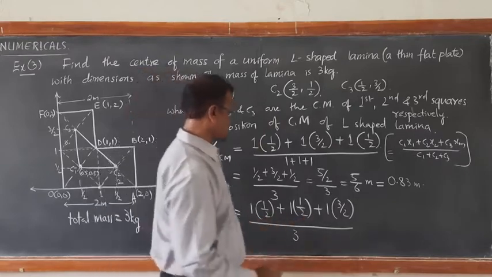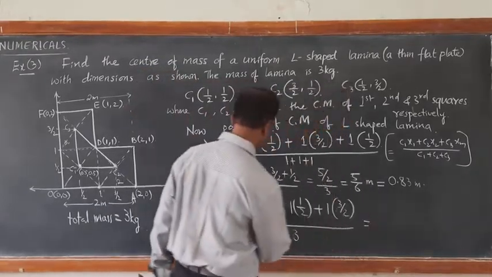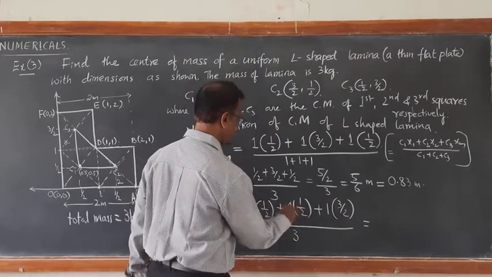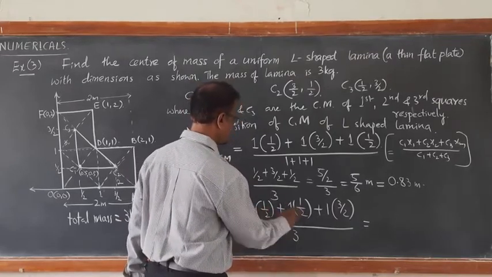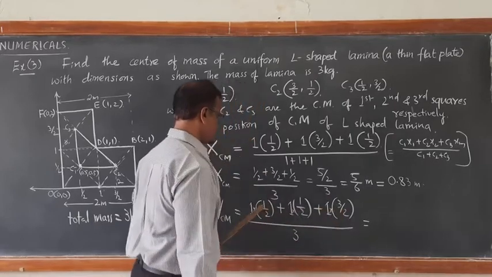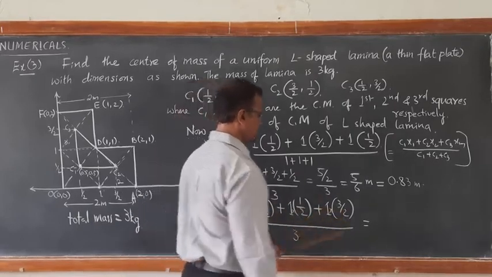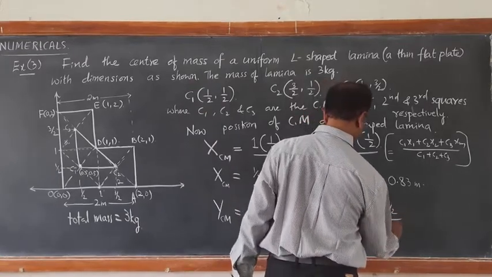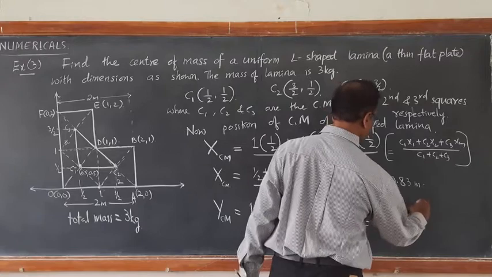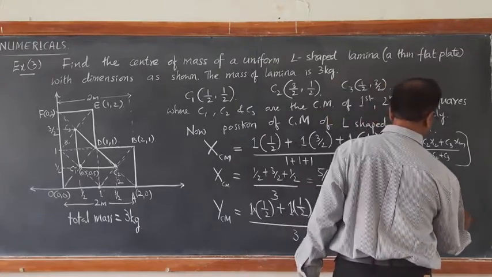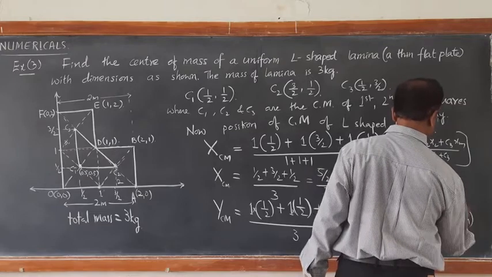So if you add this, again you will get 1 into 1 by 2, 1 into 1 by 2, so this is multiplication, right? So 1 into 3 by 2. If you add this, 1 by 2 plus 1 by 2 is 1, 1 plus 3 by 2, again same answer, divided by 3. So 5 by 2, that is you are going to get 5 by 6 meter, that is 0.83 meter.